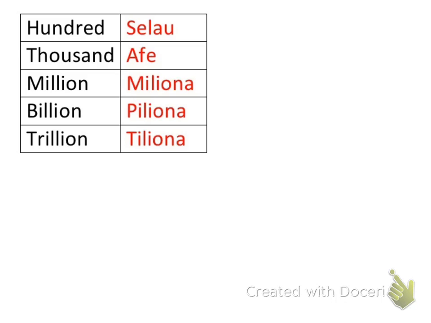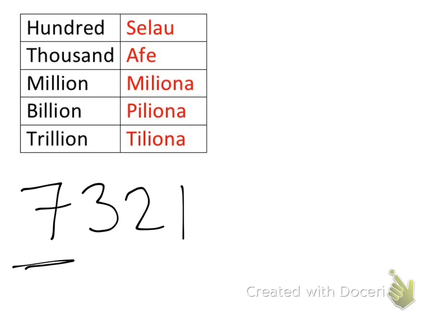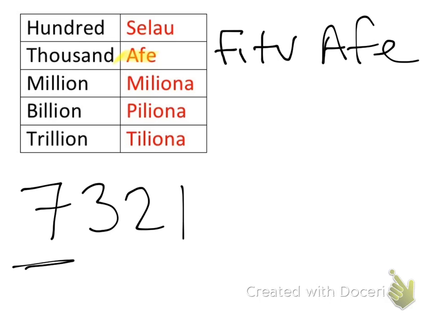Okay, I'm just going to do one in the thousands, so let's do something other than one. Let's do 7,321, okay? So I just remembered that this 7 is in the thousands place, so I use this number now. So my 7, so I have a fitu, if you remember the Samoan number for 7 is fitu, and then this is fitu afe, okay, fitu afe. So that takes care of my first value, or the first 1,000 value.